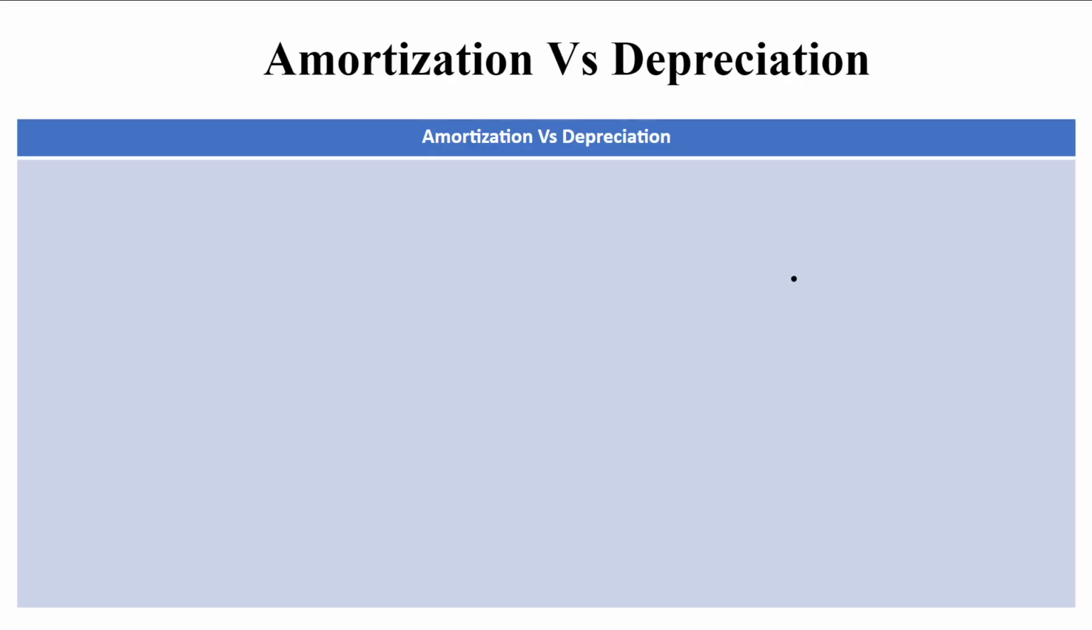In this video, I'll be talking about amortization and depreciation. So let's get started. Now, amortization and depreciation are essential accounting concepts used to systematically allocate the cost of assets over their useful life. While they serve a similar purpose, they apply to different types of assets.